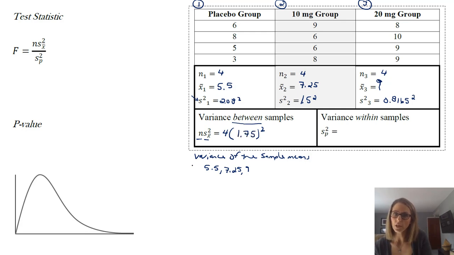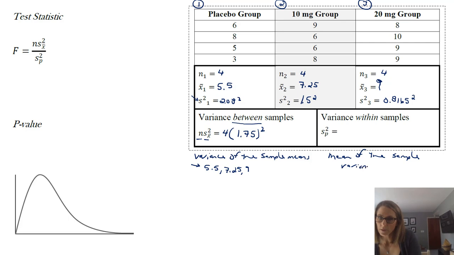So the standard deviation of these three values, the means, gives you 1.75, and we square it for the variance. That's how much variance there is between samples, from placebo to 10 milligram to 20 milligram. The variance within the samples themselves comes from the mean of the sample variances.